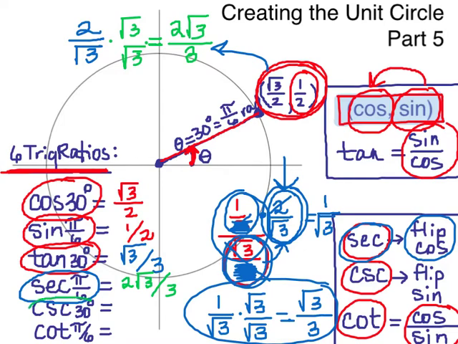Then we'll go to the next one, cosecant. Cosecant, 30 degrees. Cosecant is the flip of the sine. So you just go find the sine, which is the second one, and you flip it over. And that would be 2 over 1, which is just 2. So I'm going to write just 2 for that one.